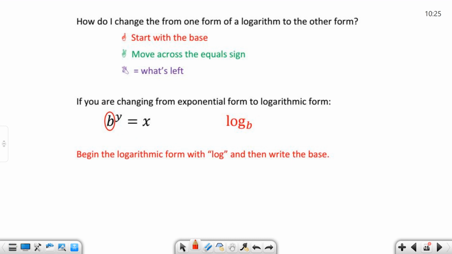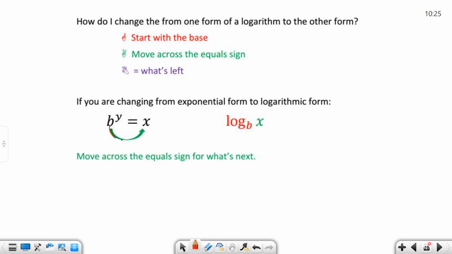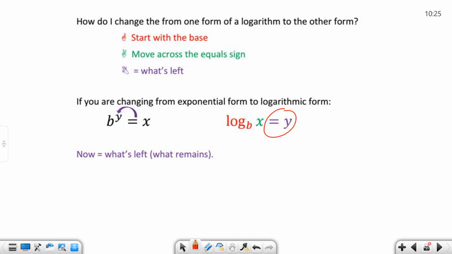So then log base b, and then I go across the equals. So b to the what? X. That's where this x comes from. Log base b of x, and then what? Equal what's left. That's where this equals y comes from. So I say start with the base, across the equals, equal what's left. Okay, it doesn't matter what order it's in either. It could be x equals b to the y. I start with the base no matter what side the base is on, left or right. Okay, and then I start with the base, move across the equals, and then equal what's left every single time.